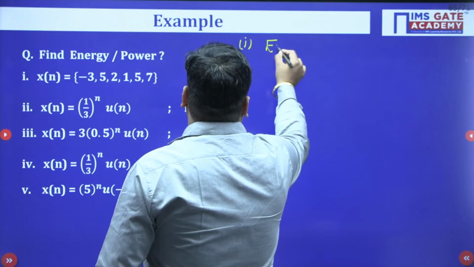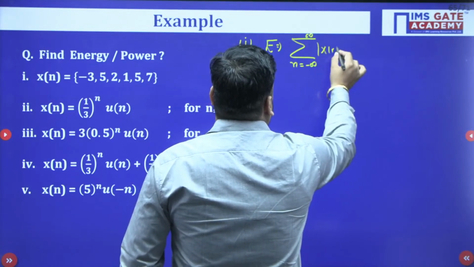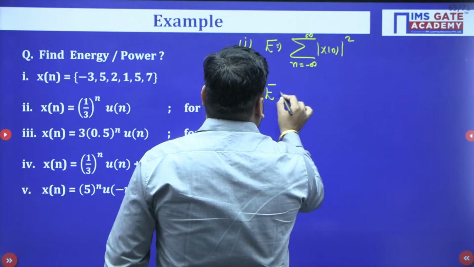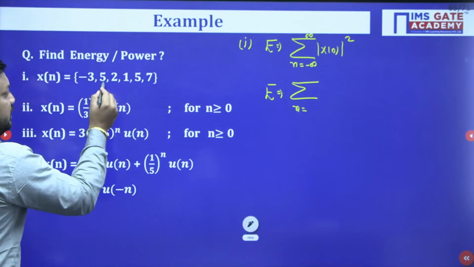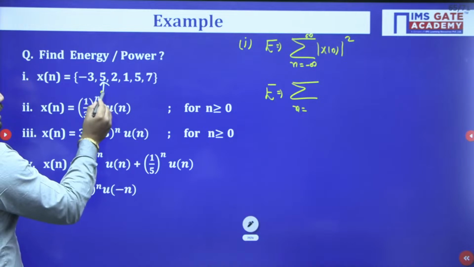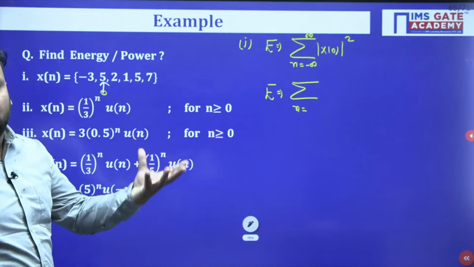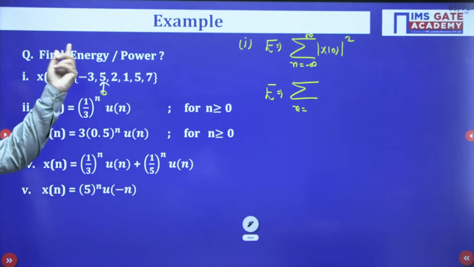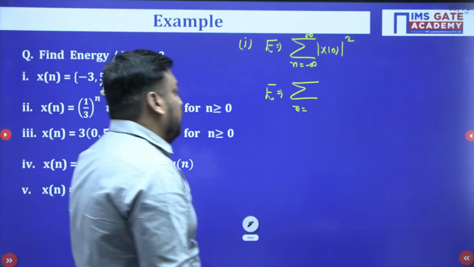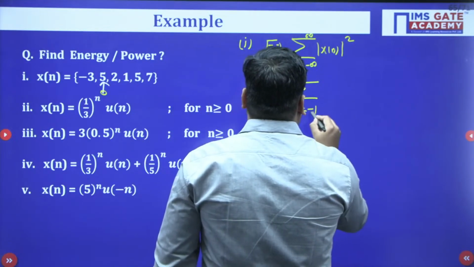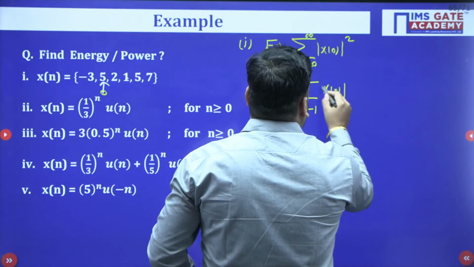The energy formula is very simple: sigma of n from minus infinity to infinity mod of x of n ka whole square. So here capital E is nothing but sigma of n. You have to check the limits. Suppose that the arrow is here. So if the arrow is here, n equal to minus 1, 0, plus 1, plus 2, plus 3, plus 4. Ideally we have to square all of it. So the formula will become x of minus 1 ka whole square, x of 0 whole square, x of 1 whole square, x of 2 whole square, x of 3 whole square, x of 4 whole square.